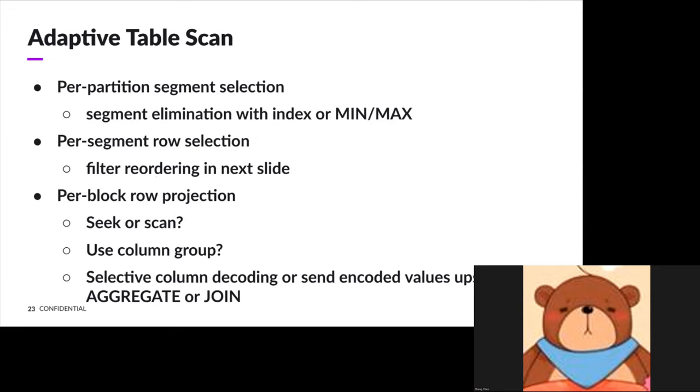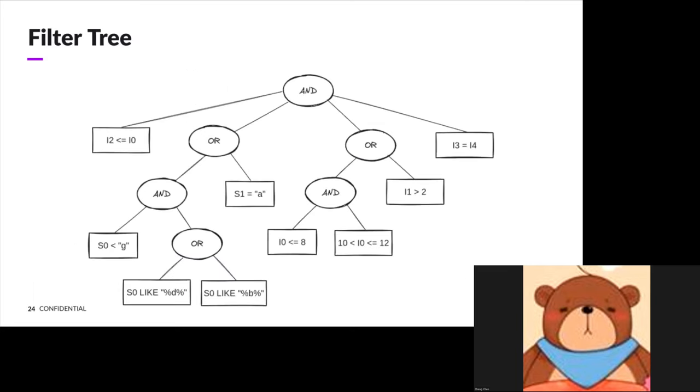The adaptive table scan scans the table with a filter tree and outputs rows passing the filter tree. Here is an example of a filter tree. The leaf nodes are filters that are connected by intermediate AND/OR nodes. Some leaf nodes can be executed using an index. Some are just regular filters. It can be something like a range filter for an integer column, or pattern matching for a string column, or it can involve multiple columns with an arbitrarily complicated expression.